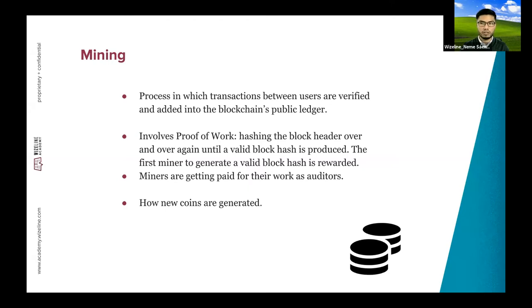This differs between coins, but the most common example is proof of work. This is used by Bitcoin. In this process, the miner, the node, has to hash that new block, hashing over and over again until it complies with an arbitrary constraint. This constraint is just used to make it harder to get a valid block. Once the first miner gets this hash, it can be sent to the blockchain and this node is rewarded. So miners are indeed getting paid for their work as auditors. And in this process, new coins are also generated. That's the reason we call this mining. We are creating some new coins every time we mine a new block.